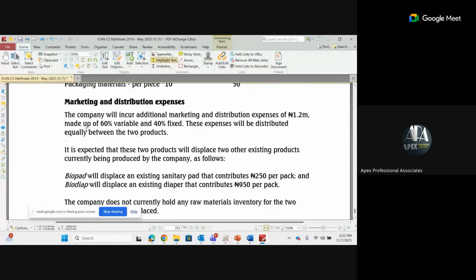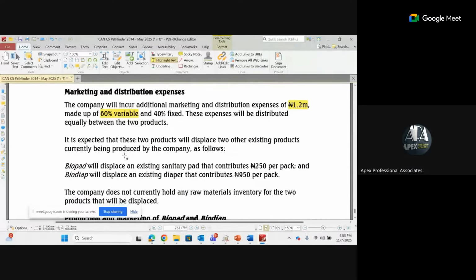Marketing and distribution expenses. The company will incur additional marketing and distribution expenses of 1.2 million naira, made up of 60% variable and 40% fixed. The reason why I'm not highlighting the 40% fixed is because it is not relevant to us. Fixed costs are not relevant, going back to our understanding of relevant costing in performance management. All of us passed through skills level before we got here. So that's why I'm not highlighting it. These expenses will be distributed equally between the two products.